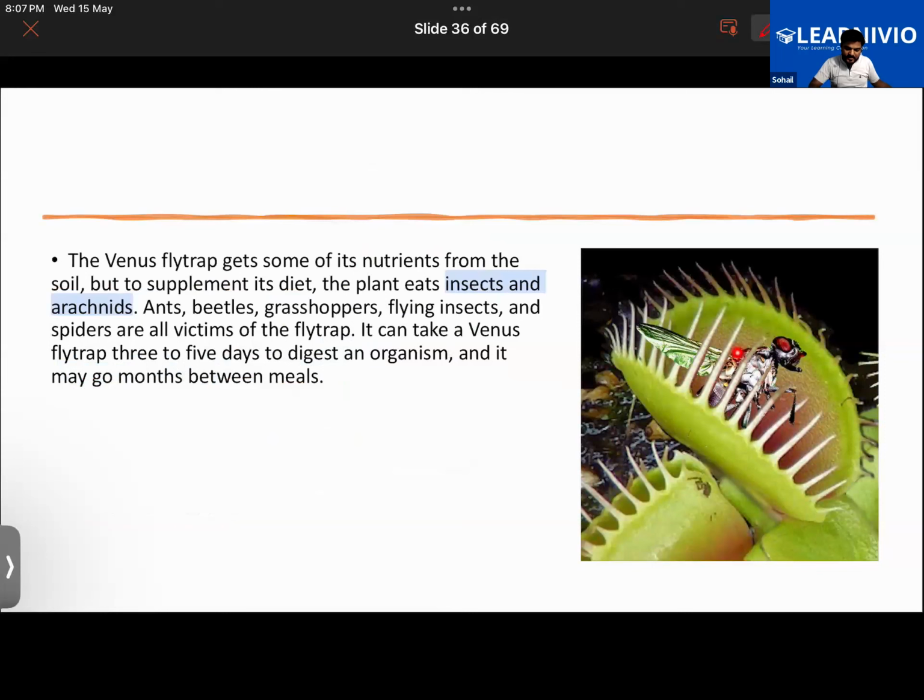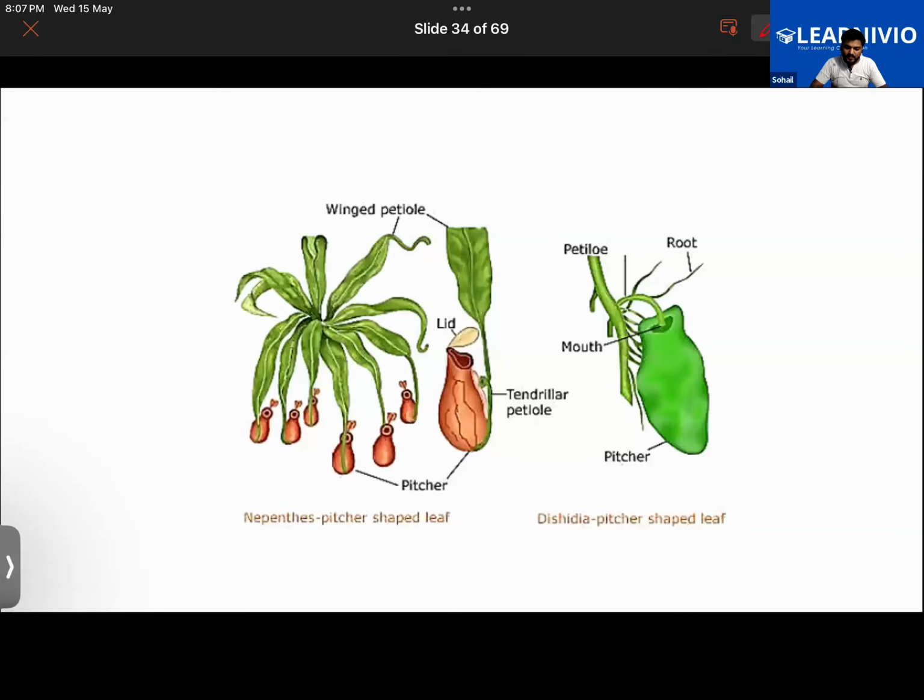Sir, this gives you a better image of the Venus flytrap. Sir, can you show that picture where the pitcher plant's diagram is shown? This one. Yes, sir. Can you please tell what is the tendril petiole and the winged petiole? Okay, see. First of all, you need to understand what a petiole is. If you were to look at the structure of the leaves, there are different parts of the leaves. Petiole connects the leaf to the stem. Very good. So this part is called the petiole.